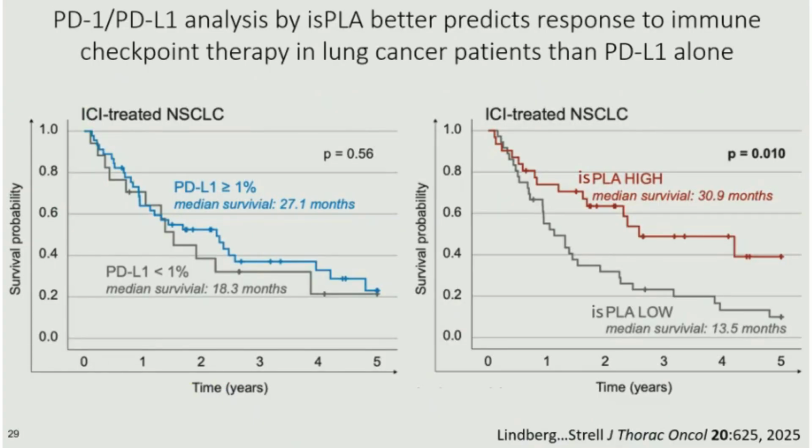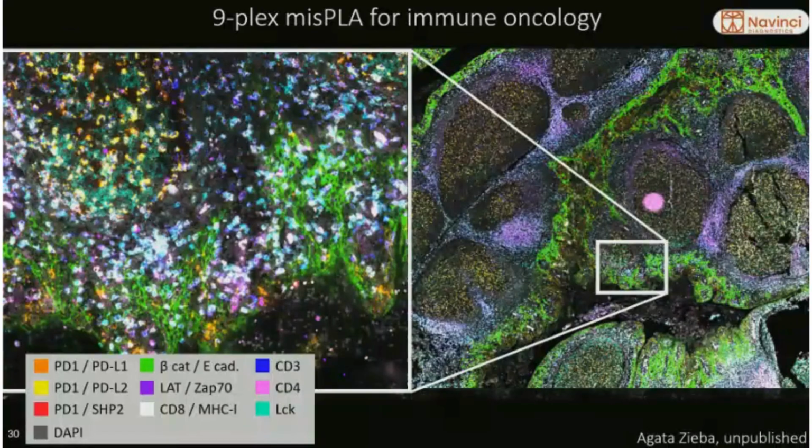Here's an example from some local colleagues, Karin Strell and Patrick Micke. They used the in situ PLA to study lung cancer patients, comparing expression of PD-L1 as a predictor of responsiveness to immuno-oncological treatment, without being able to really tell the patients apart. However, if you look for interactions between PD-1 and PD-L1, then patients with high levels of interaction are more likely to respond compared to the ones that have low levels. So you learn more about proteins, not just where they are, but where they are talking to each other.